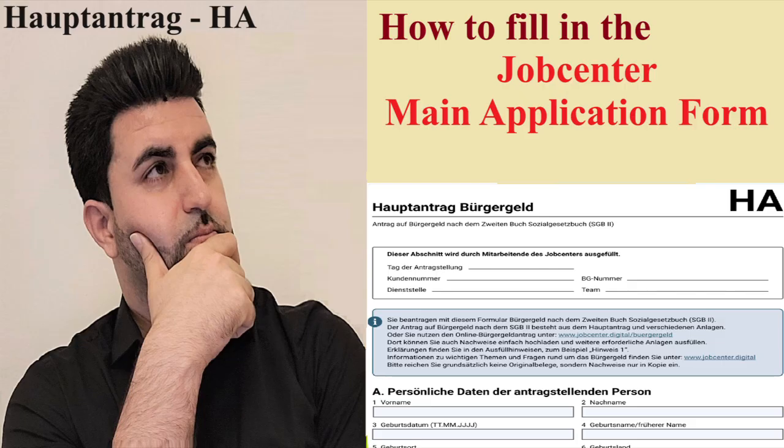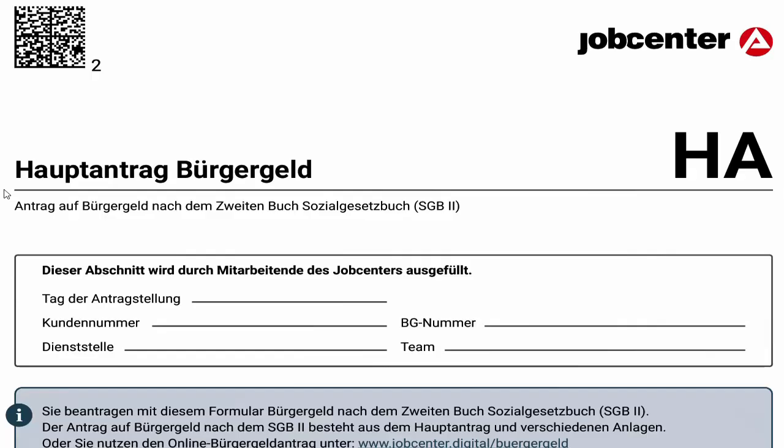Today I would like to explain for you how you can fill the main application of Jobcenter in Germany. In fact, you fill in this form and some other supplementary attachments or appendixes of this form and submit or send them to the Jobcenter if you need the Jobcenter's benefits. And based on the new social code of Germany, this Jobcenter benefit is called Bürgergeld or citizens benefit.